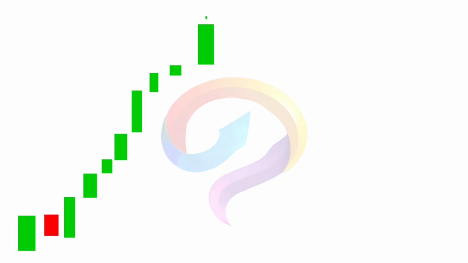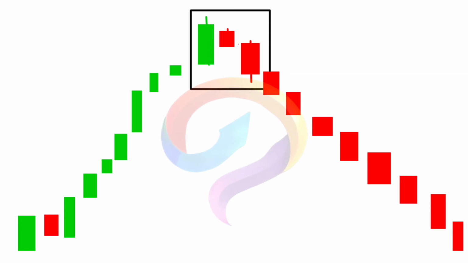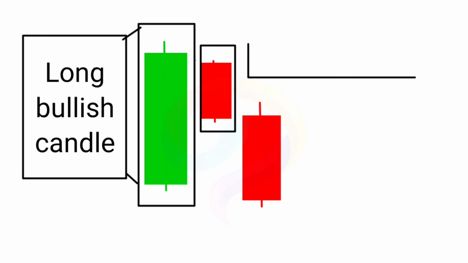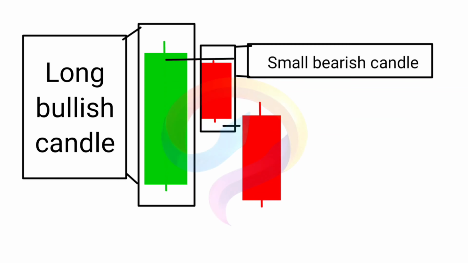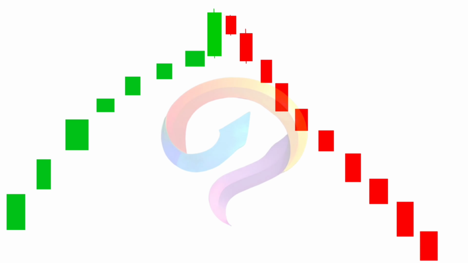The 3 Inside Down candlestick pattern is a bearish reversal pattern that usually appears after a strong uptrend. The pattern is formed when the first candle in the pattern is a long bullish candle, followed by a smaller bearish candle that is completely engulfed by the body of the first candle. The third candle in the pattern is another bearish candle that closes lower than the second candle, indicating a strong bearish sentiment in the market.